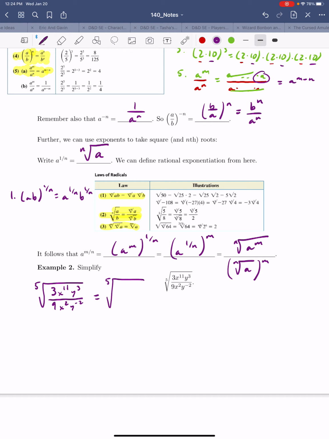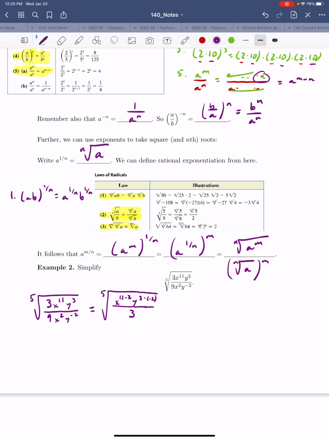We know that 3 over 9 is 1/3. So we're going to be dividing by 3 at some point. We also know that we've got x to the 11th over x to the 2. So that's the same as x to the 11 minus 2, from the property that we were discussing before. y to the 3 over y to the negative 2, that's y to the 3 minus negative 2. And all of this is over only 3, right? That's not so bad.